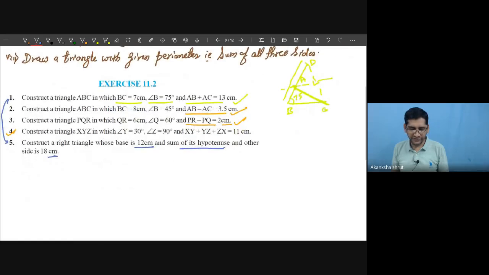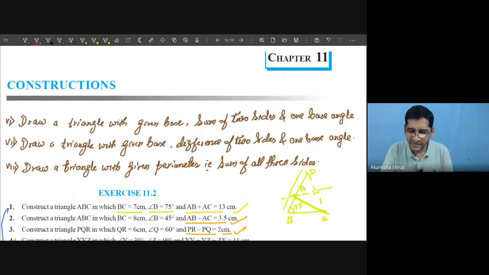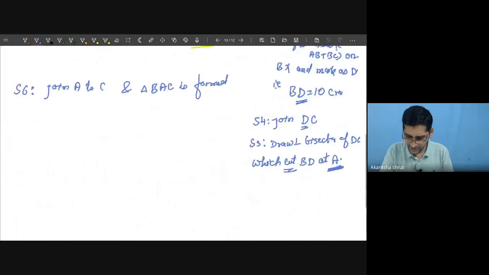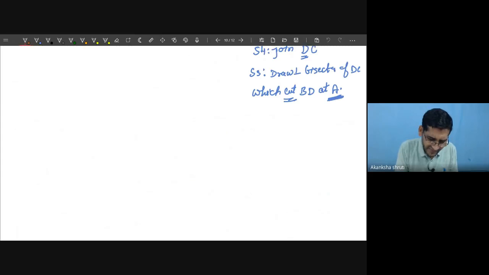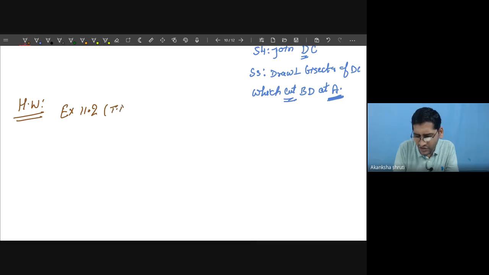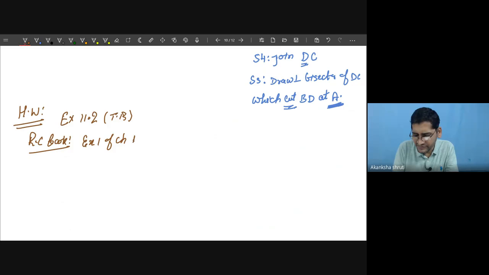Now it is the time for your homework. So your homework, what we can do in homework? We have finished this chapter. So exercise 11.2 of our textbook, and also in our RC book, the same exercise 1 of chapter 11, construction. Please finish it. That will give you more practice.